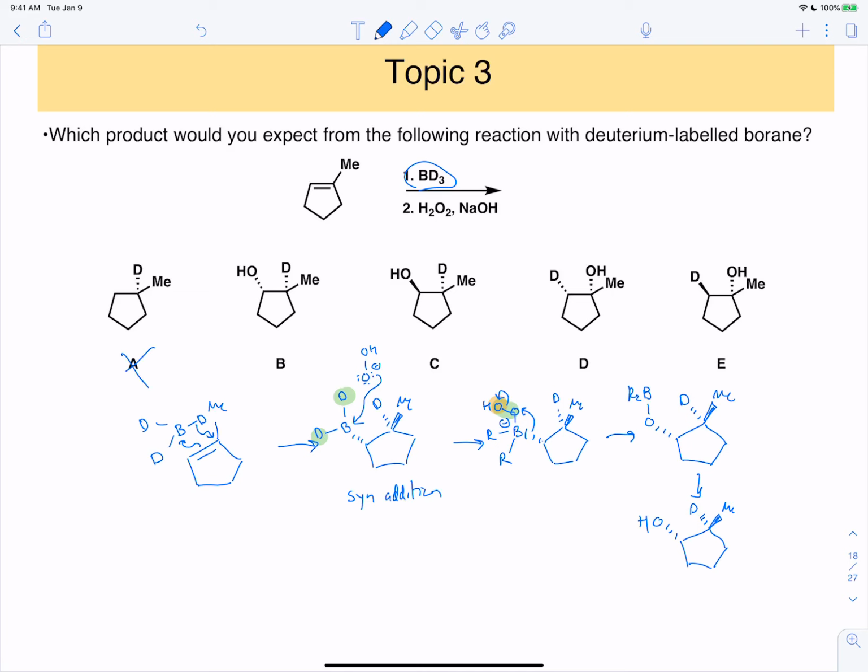We know that A is impossible because we didn't even put an oxygen on it. C and E are not possible because these are not syn additions. And between B and D, B ends up being the one that puts the deuterium in the right place, that gets the right anti-Markovnikov hydration of the double bond overall.